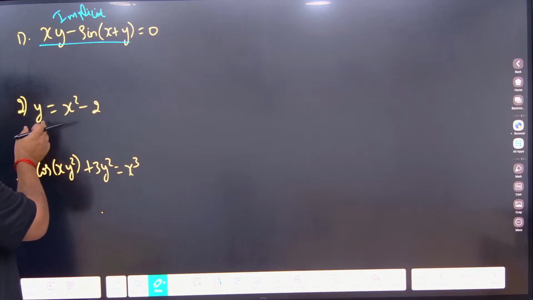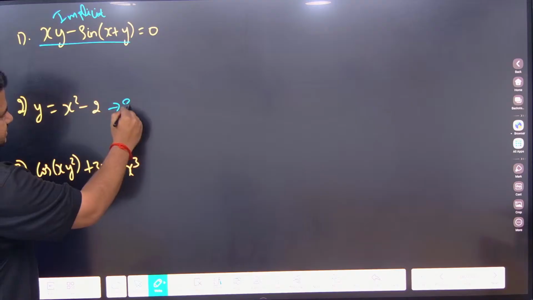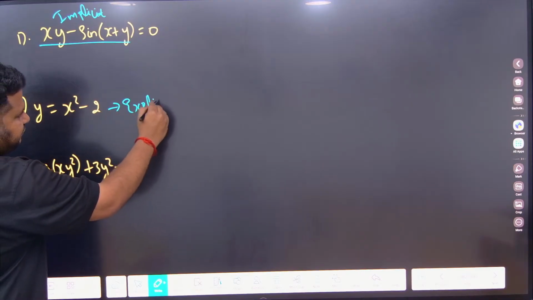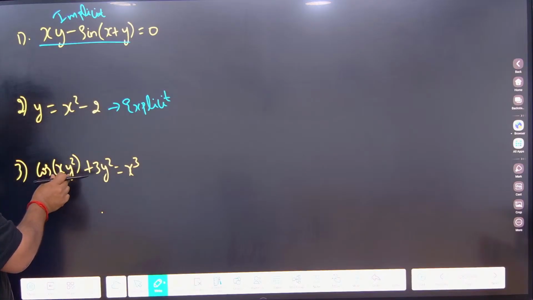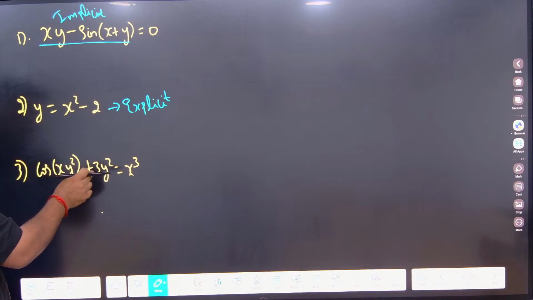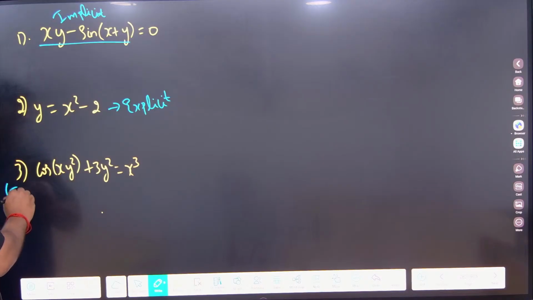Now, see the second question: y is equal to x square minus 2. This is what? An explicit function. These are the types of functions or questions which you have solved in the previous class. Now, see here: cos of xy square, not xy whole square, plus 3y square is equal to x cube. Can you separate y and x? No, you cannot separate y and x. That is why this is also an implicit function. So, how to differentiate them?